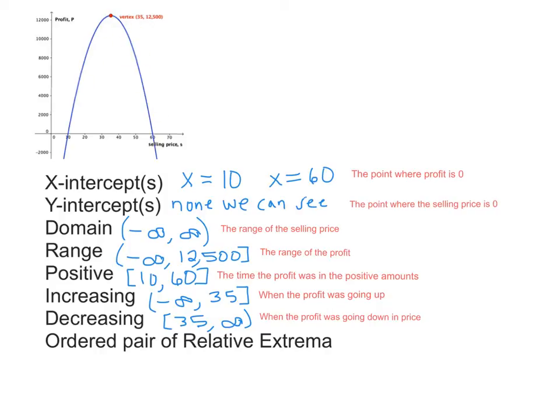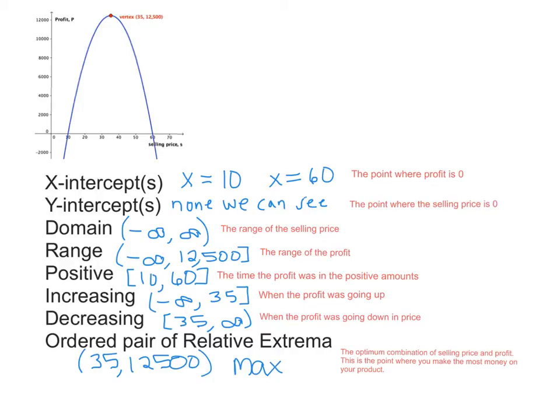And then increasing is from negative infinity to 35 because it was increasing up to that point. And then decreasing is from the 35 to positive infinity. That's when it was going down. Still positive, but yet going down. Okay? And last but not least is the ordered pair of relative extrema. There is a max, as you can see on here, at (35, 12,500).